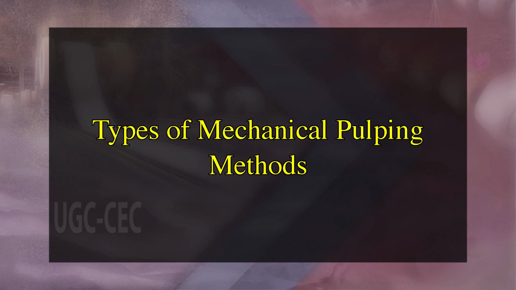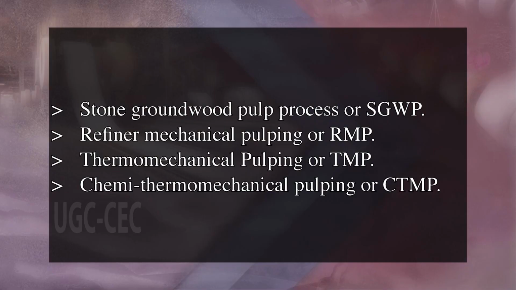Students, it's now time to discuss the types of mechanical pulping methods. There are 4 major mechanical pulping methods: stone groundwood pulping process or SGWP, refiner mechanical pulping or RMP, thermomechanical pulping or TMP, and chemi-thermomechanical pulping or CTMP.